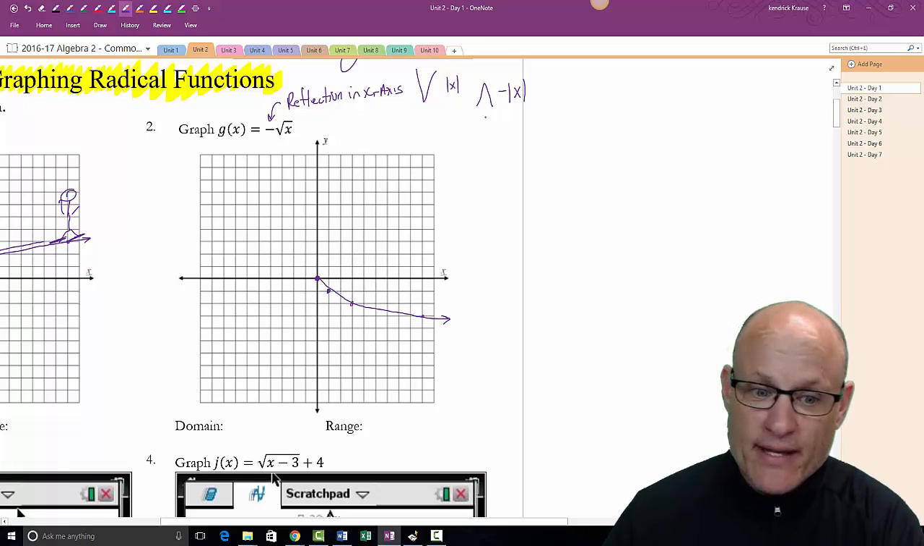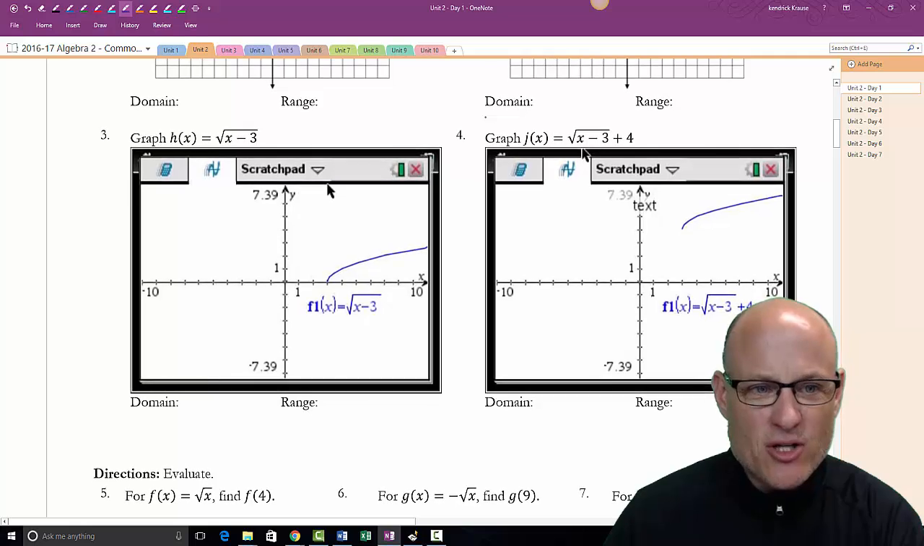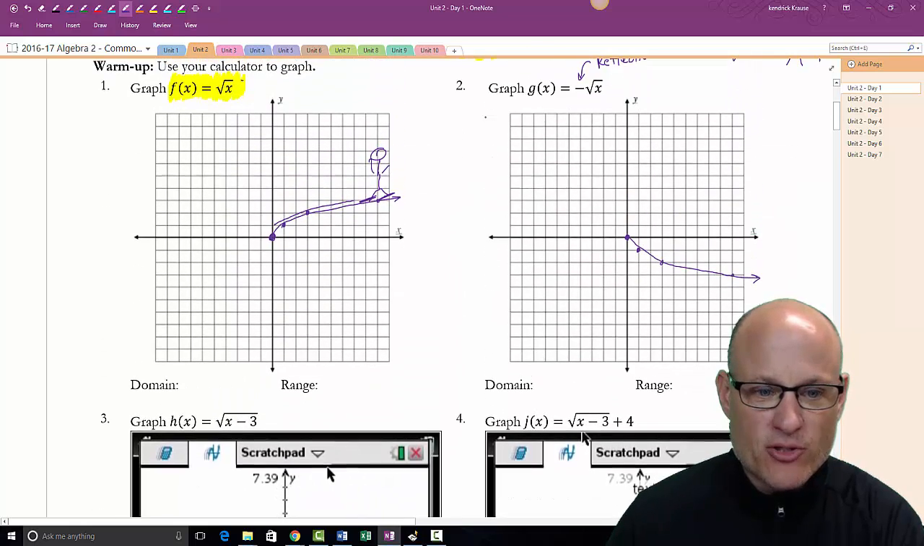Okay, you need to know that. That's something you need to know. All right. So again, this should, oh, I forgot domain and range. Let's talk about domain and range.